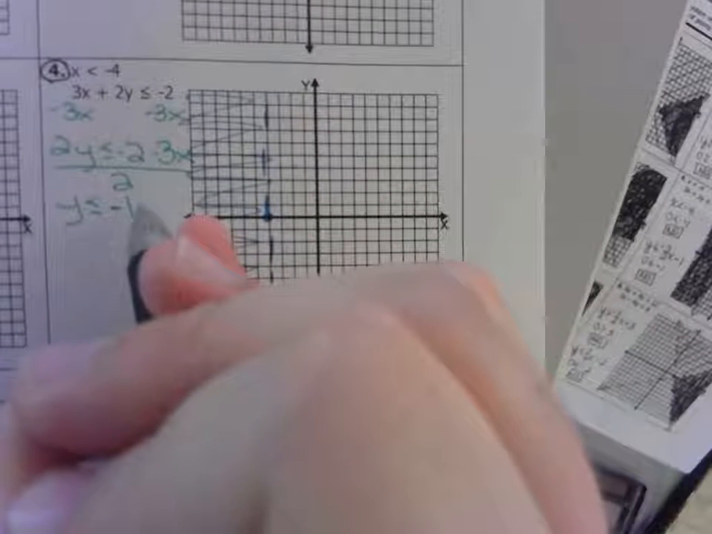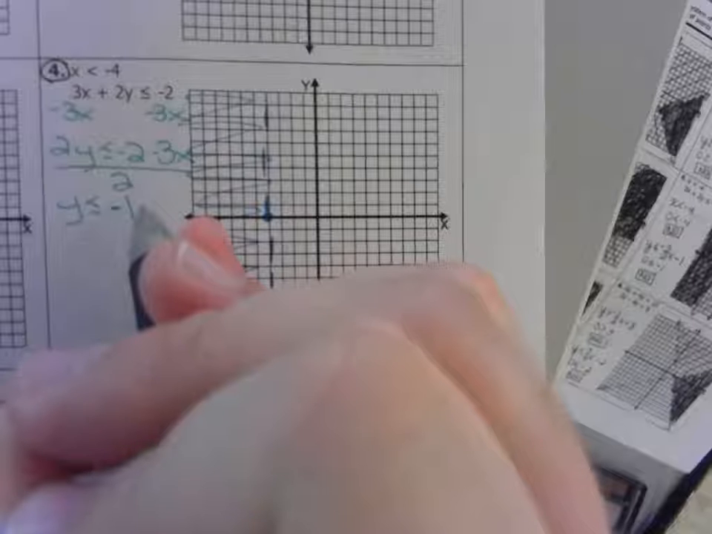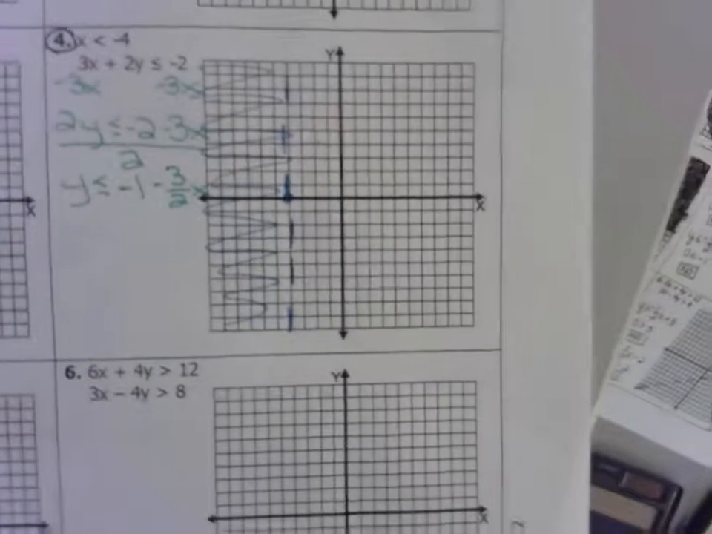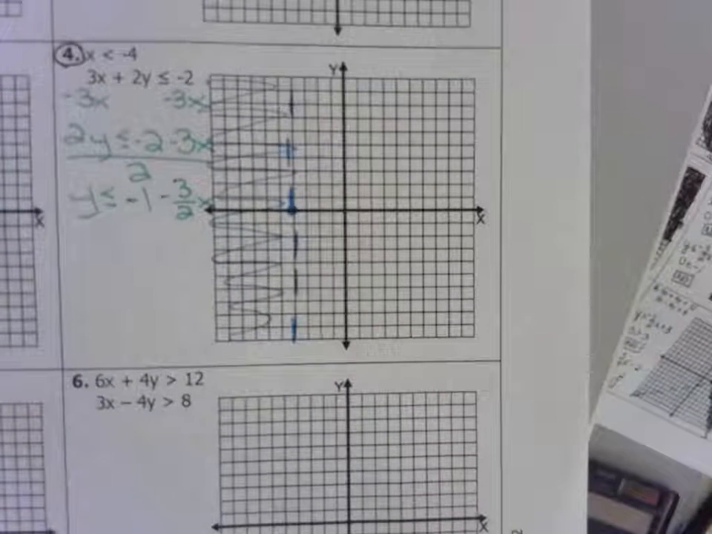So y is less than or equal to, when I divide by 2, what do I get? Negative 1. Michael, take your headphones off, even though I'm sure they're not on. But okay, what's my slope? Negative 3 over 2x. Negative 3 halves x. Okay, so there's your equation in slope-intercept form.